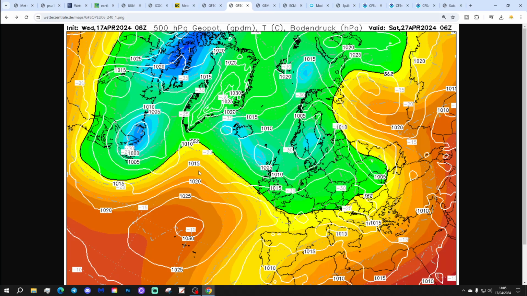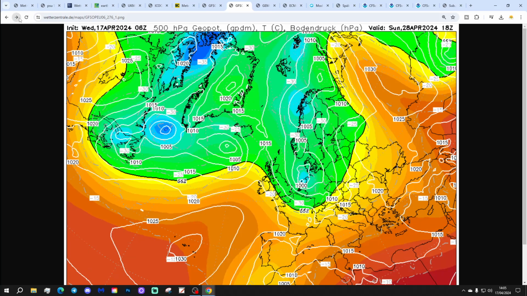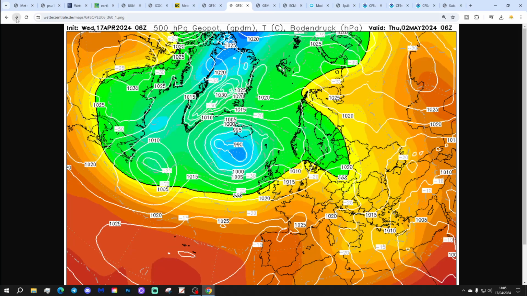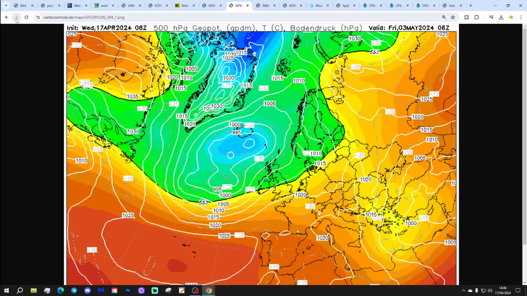At day 10, the ridge begins to slip south and start to allow pressure in from off the Atlantic. And into the closing days of April and the beginning of May, just a slightly less cold look, so temperature picking up a bit, but as a low pressure comes off the Atlantic, a more unsettled look as well, probably just turning back to rather wettish conditions there by the beginning of May.